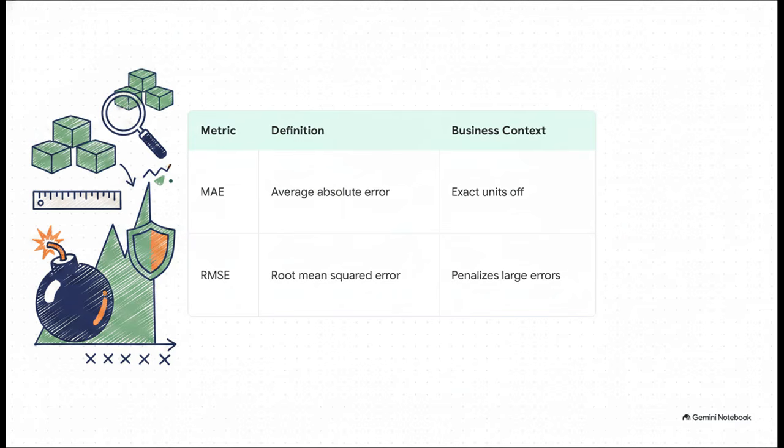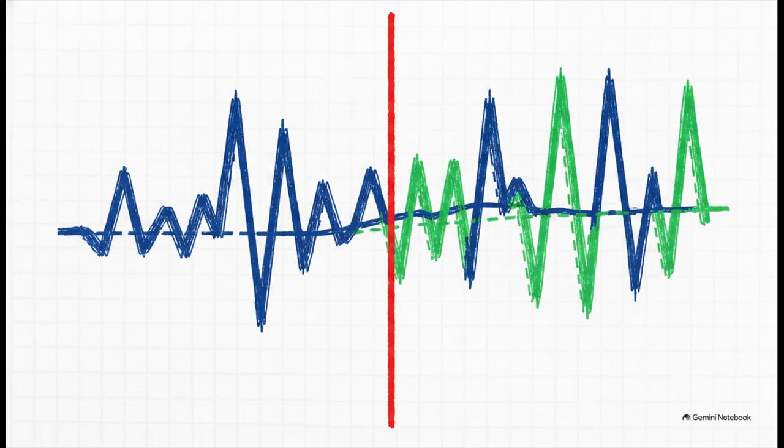Root mean squared error, or RMSE, works a bit differently. Because it squares the errors before averaging them, it heavily penalizes big mistakes. We use RMSE to make sure we aren't making massive business-ruining outlier errors, like completely missing a giant holiday demand spike. But a great data scientist doesn't just hand over a spreadsheet full of metrics, right?